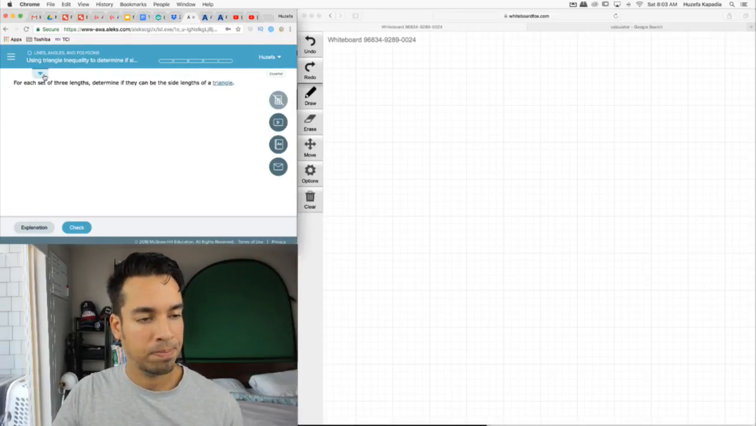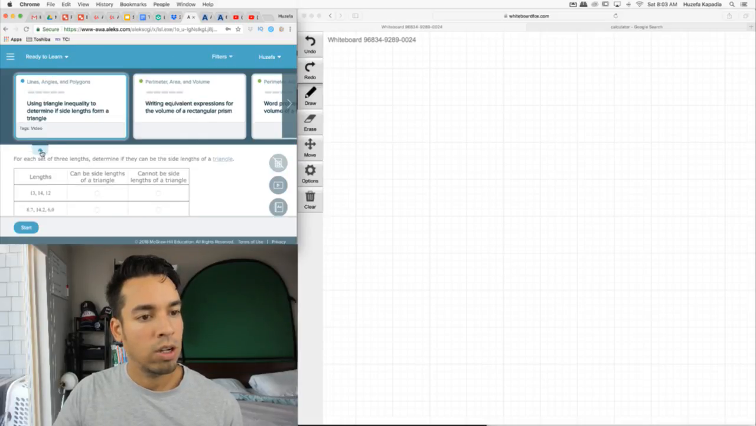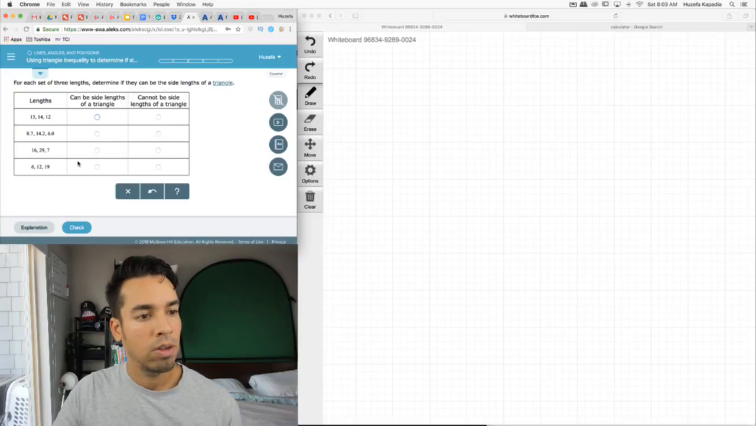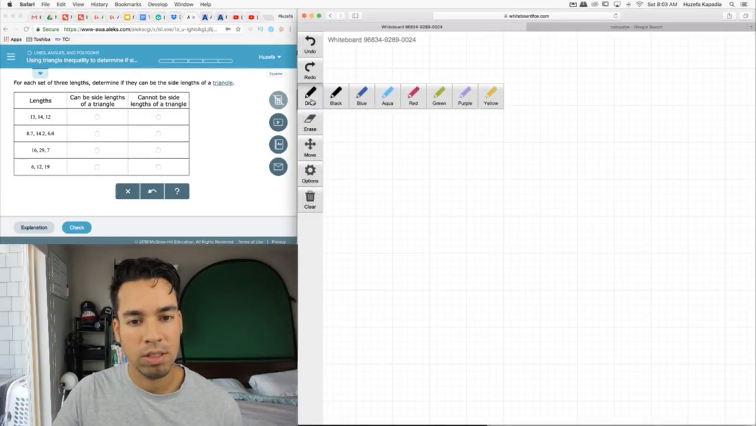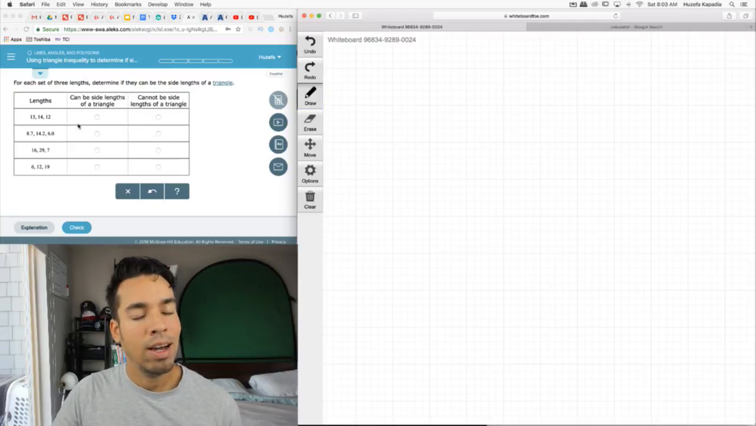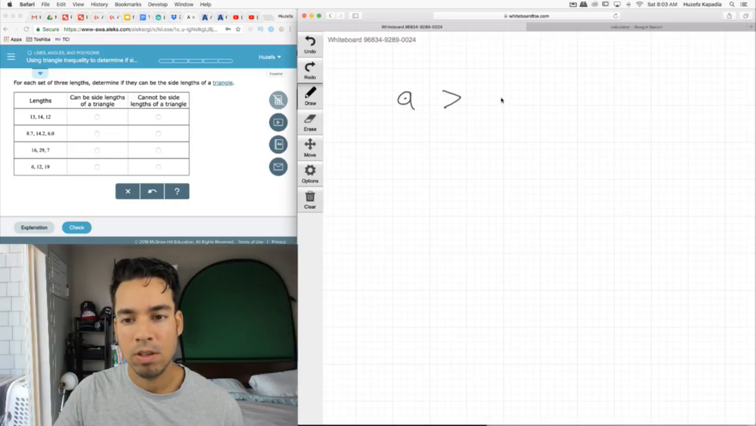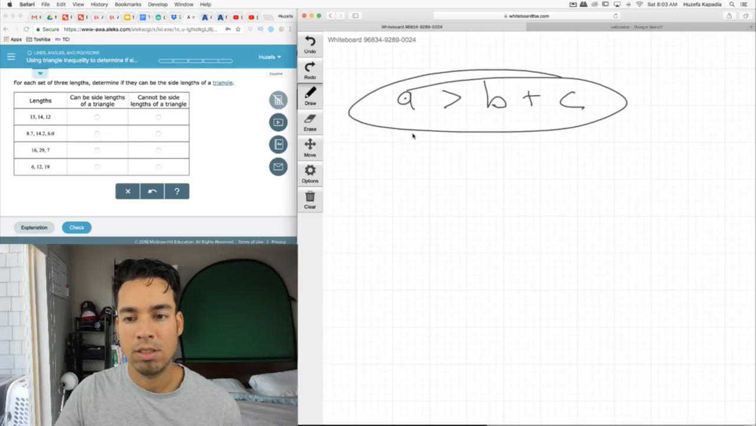Next topic. Using triangle inequality to determine if side lengths form a triangle. For each set of 3 lengths, determine if they can be the side lengths of a triangle. This goes back to a basic rule, okay? And the rule is this. You cannot have a triangle if one of the sides is greater than the sum of the other 2 sides. If this relationship exists, it is not a triangle.